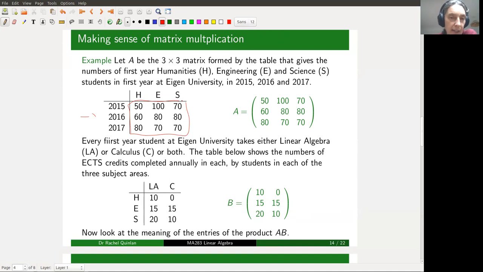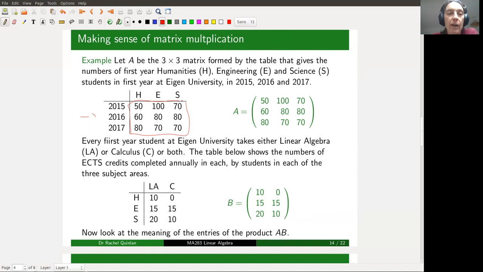Okay, so the rows of A list the numbers of first-year students in the three subject areas in 2015, 2016, and 2017. Okay, so there they are. And the columns of A correspond to the three subject areas: humanities, engineering, and science. That's fine. So we can give the name A to that matrix, which has the numbers in that table.